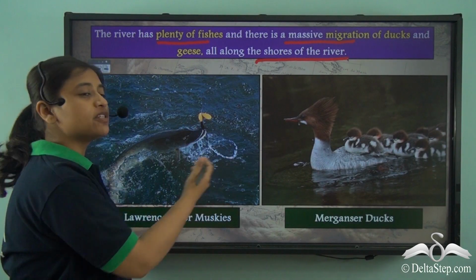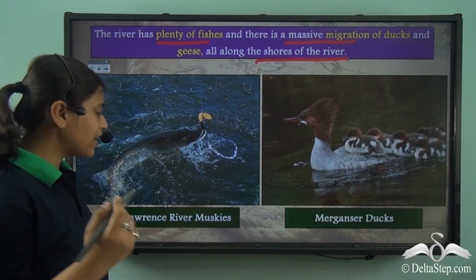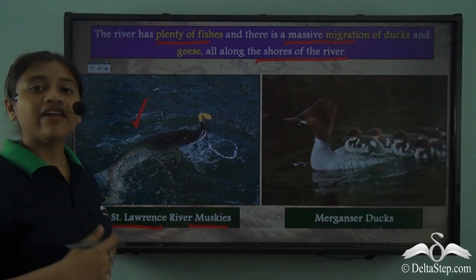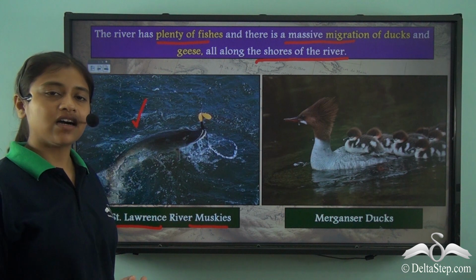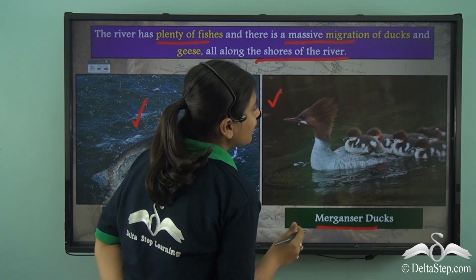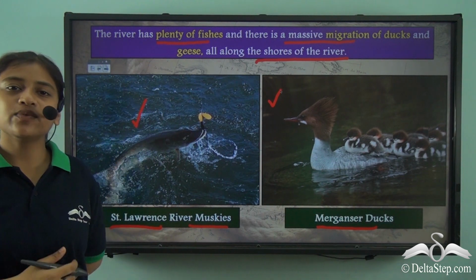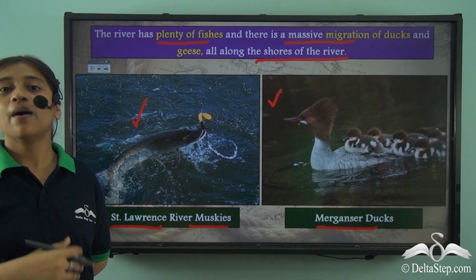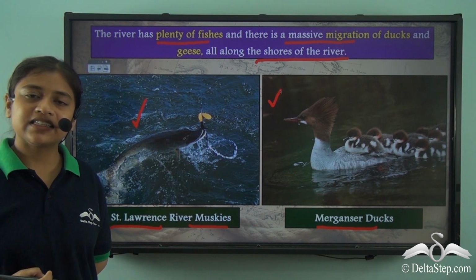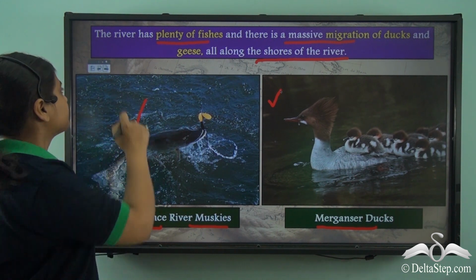So in these two pictures here, we can see the famous muskies of the St. Lawrence River, and we also have the migratory duck, that is the merganser duck, right here with its beautiful kids. So we see that St. Lawrence is a beautiful river and an important one for the countries of Canada and USA.